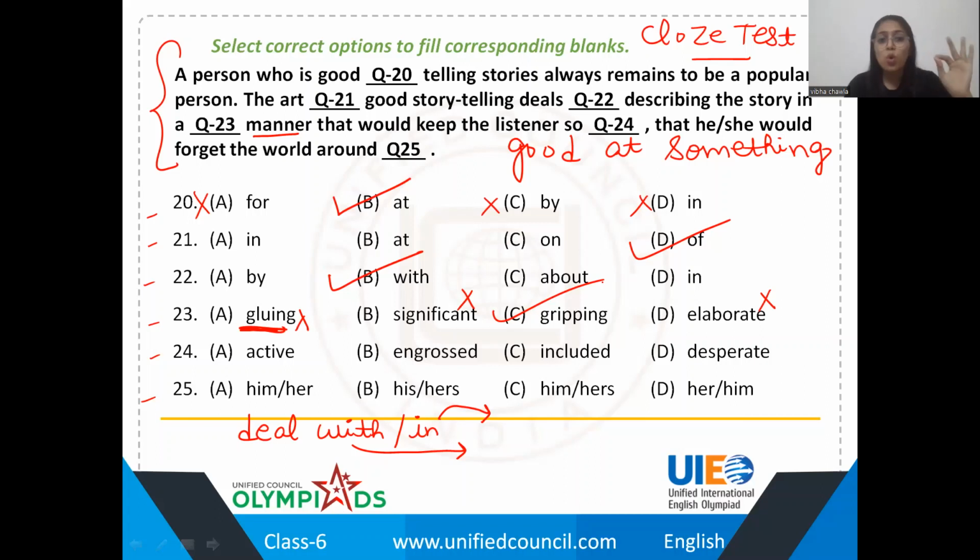That would keep the listener so engrossed. Engrossed means getting actively involved in something. So your art of telling stories should be very, very gripping, so that it keeps the listeners engrossed, that he or she would forget the world around. Now see, the first pronoun we wrote is he, for which we can write him. And then we have she, for which we can write her. So definitely option A. That would keep the listener so engrossed that he or she would forget the world around him or her. Understood? So this was a cloze test.